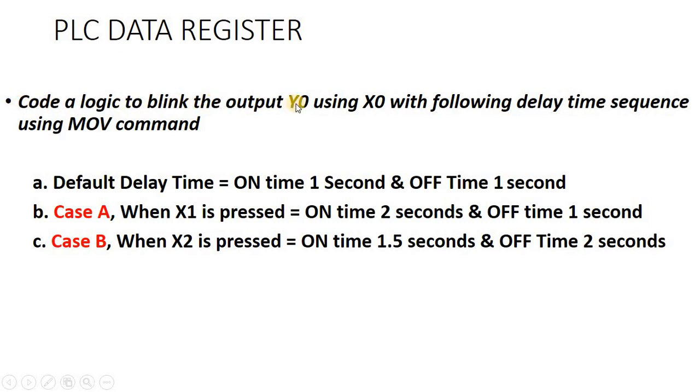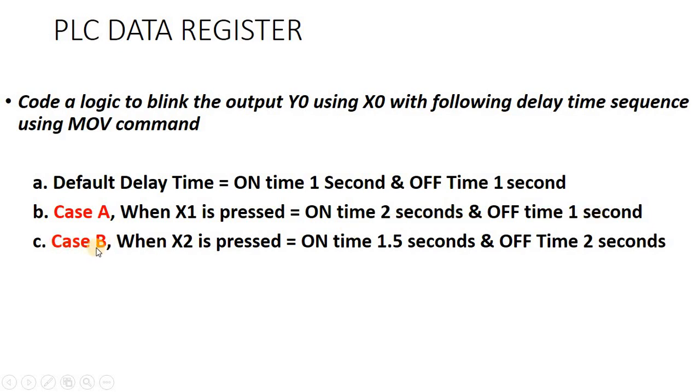Code a logic to blink the output Y0 using X0. Here I'm going to blink my Y0 output with the help of X0, so X0 is my input, with the following delay time sequence using the move command. When I have to blink my output with a time sequence, then a timer is involved, right? In case A, my default delay time is 1 second on and 1 second off, right? When case A is activated, when X1 is pressed, the default time is changed from 2 seconds to 1 second on and 1 second off, right?